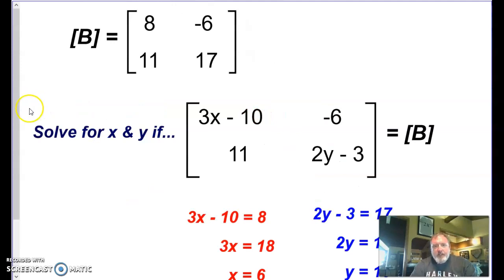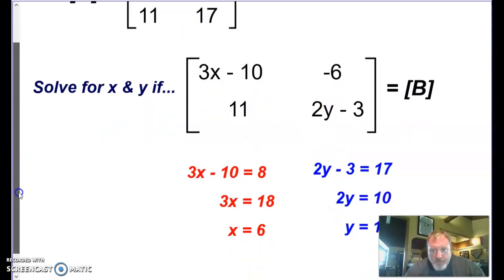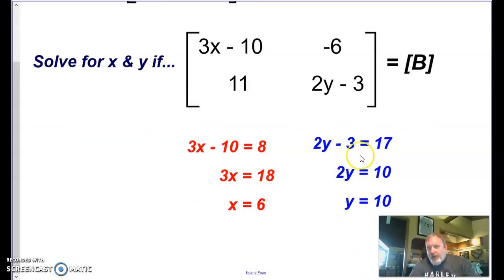All right, final slide for today. Again, this is kind of a continuation of what we had from the first day or review. So we have this matrix equal to B, and they tell us that B is this one right here. So again, just kind of review of those linear ones. No need to multiply here. We know that 3x minus 10 has to equal 8, and 2y minus 3 has to equal 17. So again, just a reminder, a review of the ones we had from day one, but worth the review for sure. Add 8, divide by 3, add 3, divide by 2.